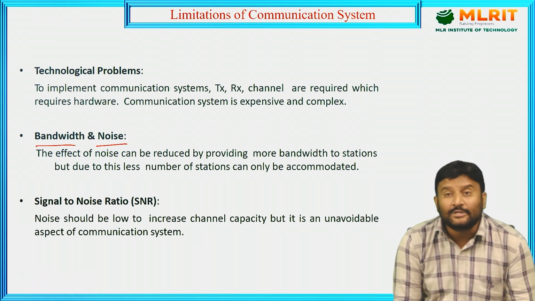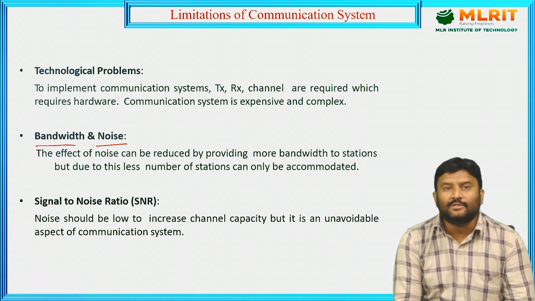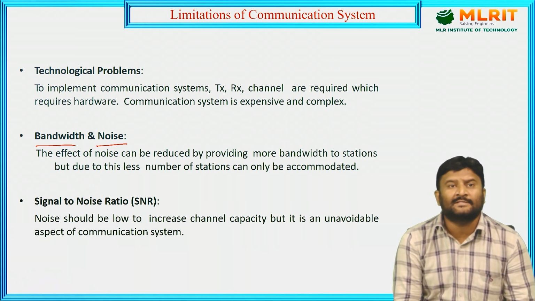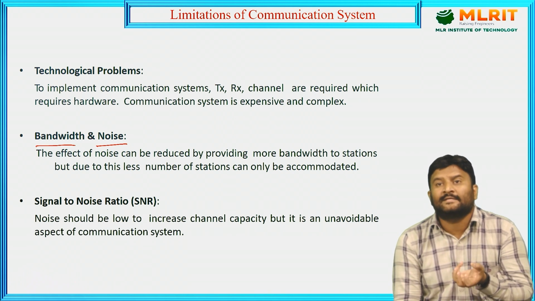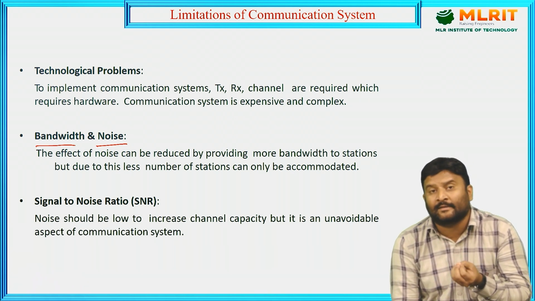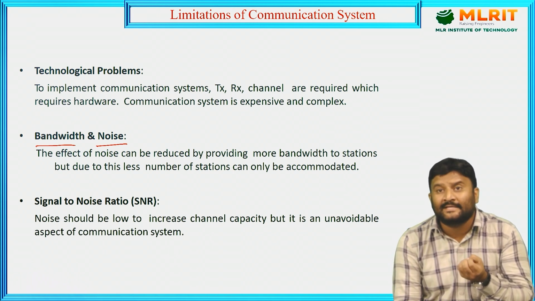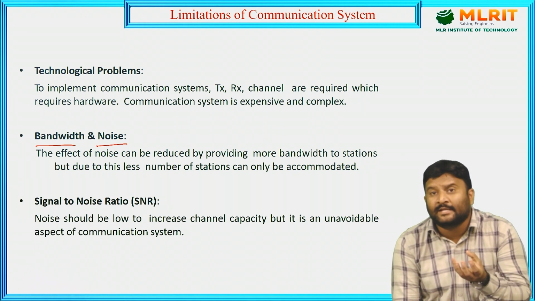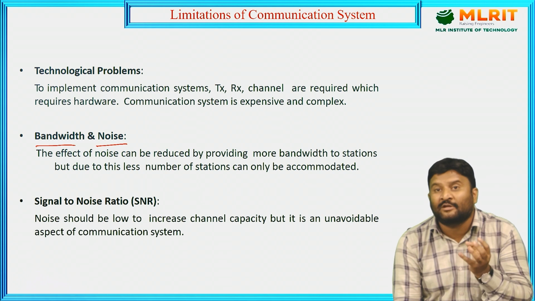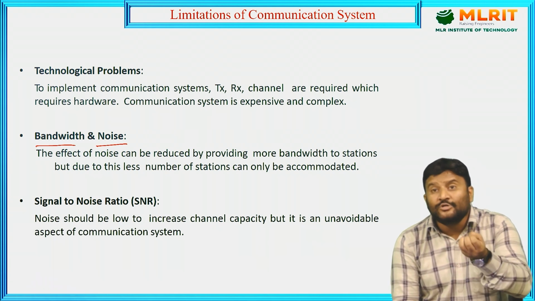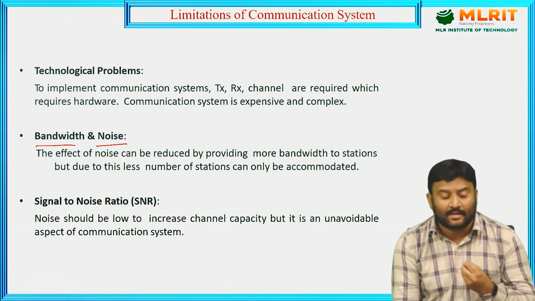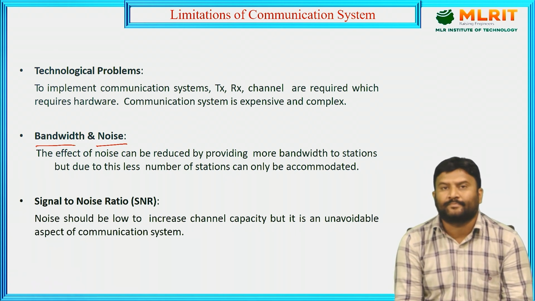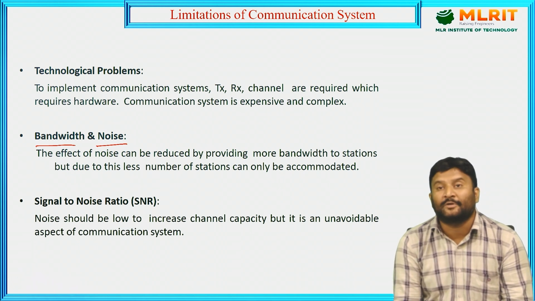And the last one, signal to noise ratio, a very important parameter. Within the name, the definition is there. Average signal power to the noise power is called the signal to noise ratio. If the noise power is high compared with the signal power, what is it called? Automatically, the signal is not a good or accurate signal, it has noise. That is nothing but a noise signal. That is an unwanted signal added to the original signal, so the receiver does not get the actual information. Therefore, once the noise is low, we conclude the signal is very accurate and high. That's why noise should be low to increase channel capacity, but it is an unavoidable aspect of a communication system.